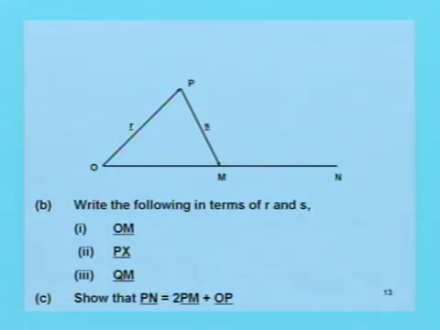Part B of the question. Write the following in terms of vector R and vector S. The arrows are missing. 1. Vector OM. 2. Vector PX. 3. Vector QM. Part C of the question. Show that vector PN is equal to 2 times vector PM plus vector OP.